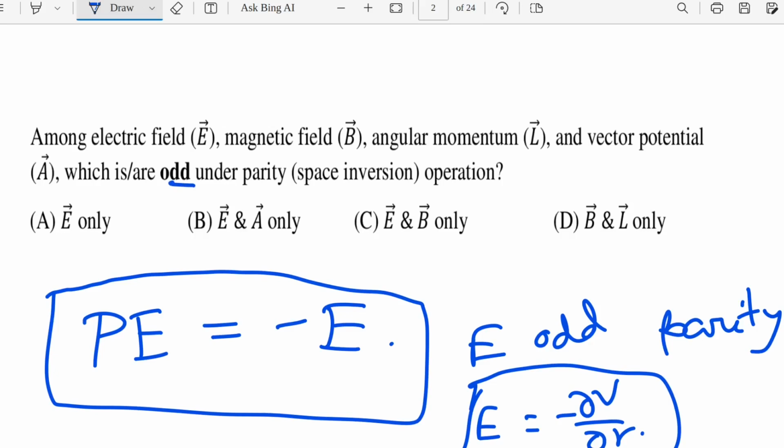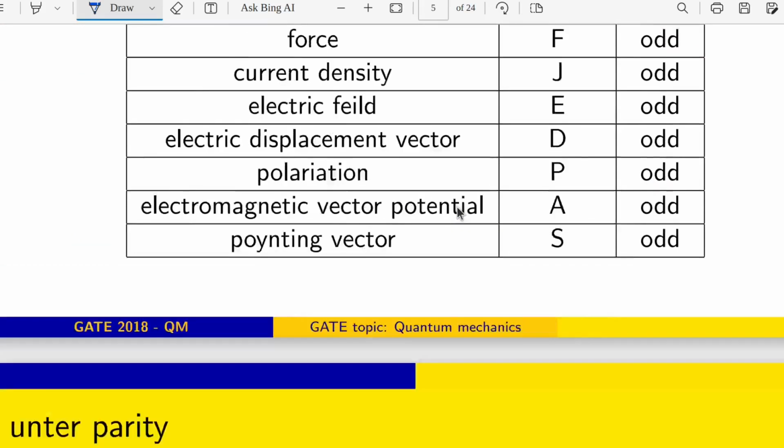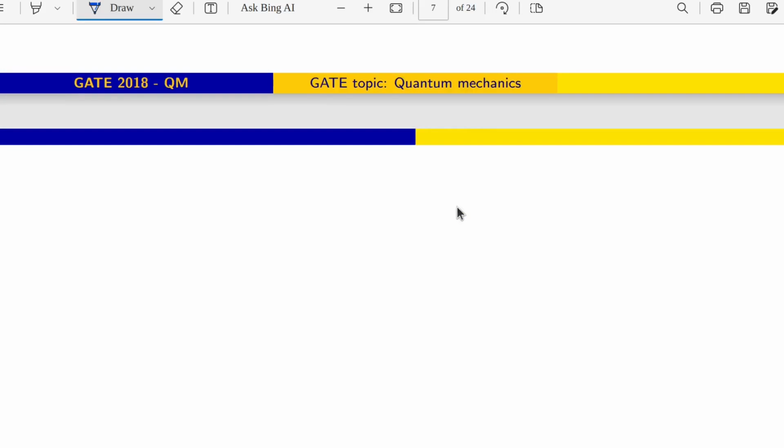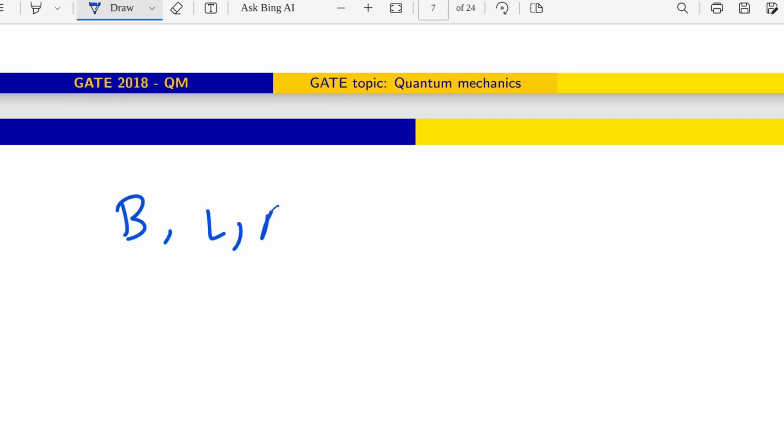Now from those options you can see that D will not be correct, because here B and L only are there. So among A, B, C there will be one option correct. Now coming to the other things, B, L and A. I have written something here, but I am going to tell first about B, L and A, and after that I will show you what I have written there.